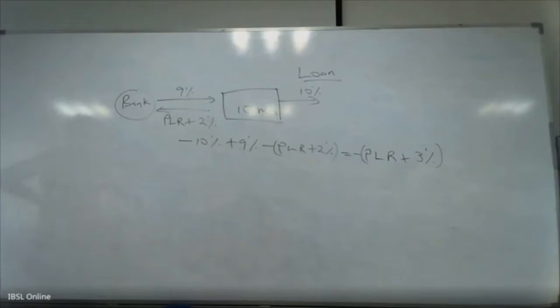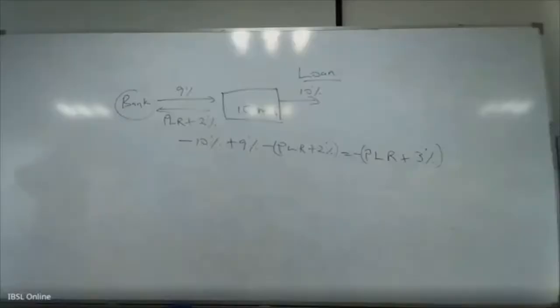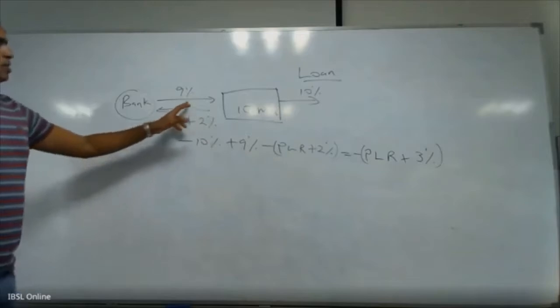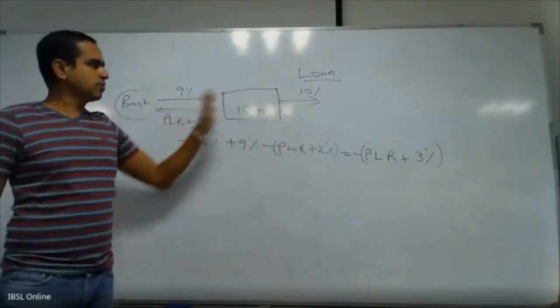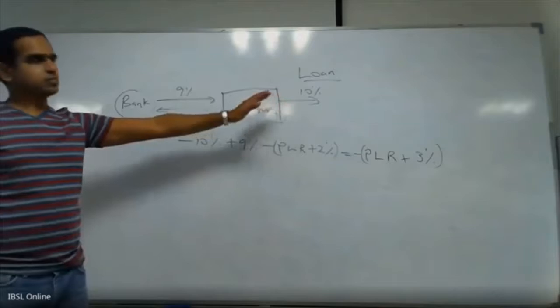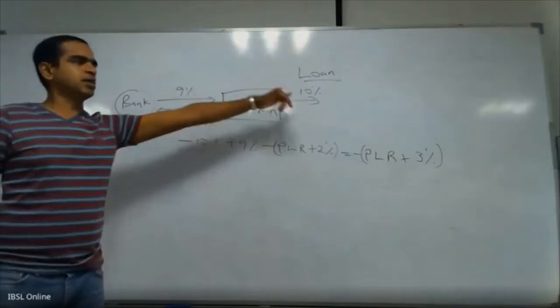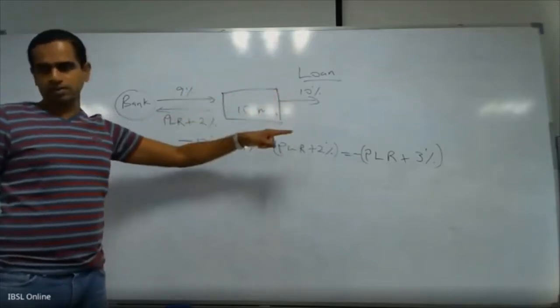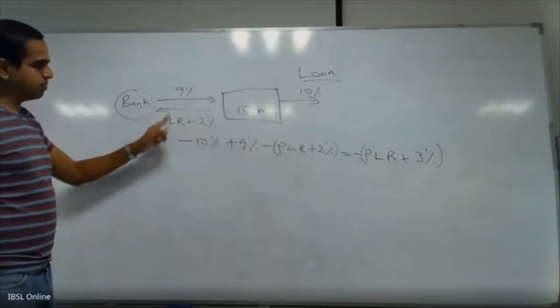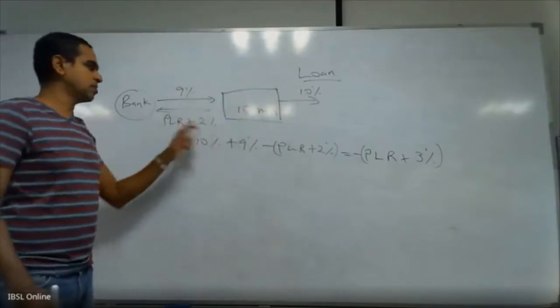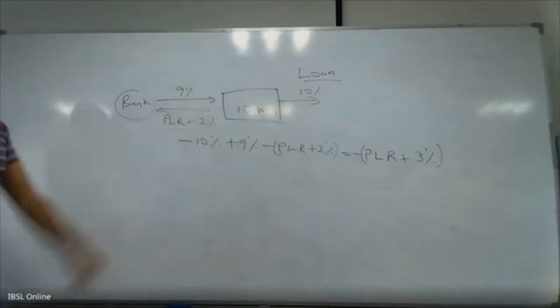Is that clear? See here the net is you're paying 1% out. You're receiving 9% and paying 10%, which means you're paying 1%. Correct? Here you're paying PLR plus 2%. So that 1% plus PLR plus 2% is PLR plus 3%. Clear?